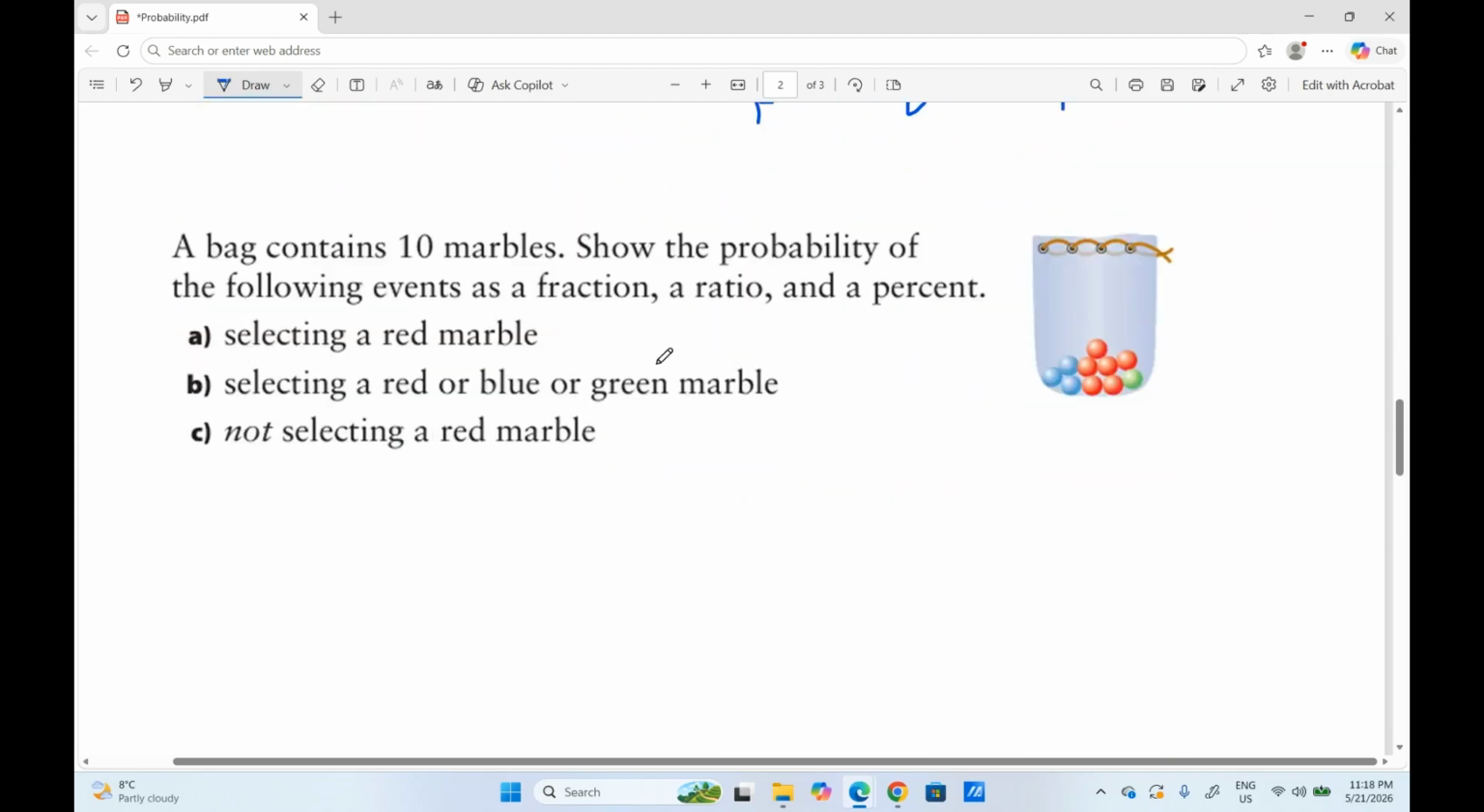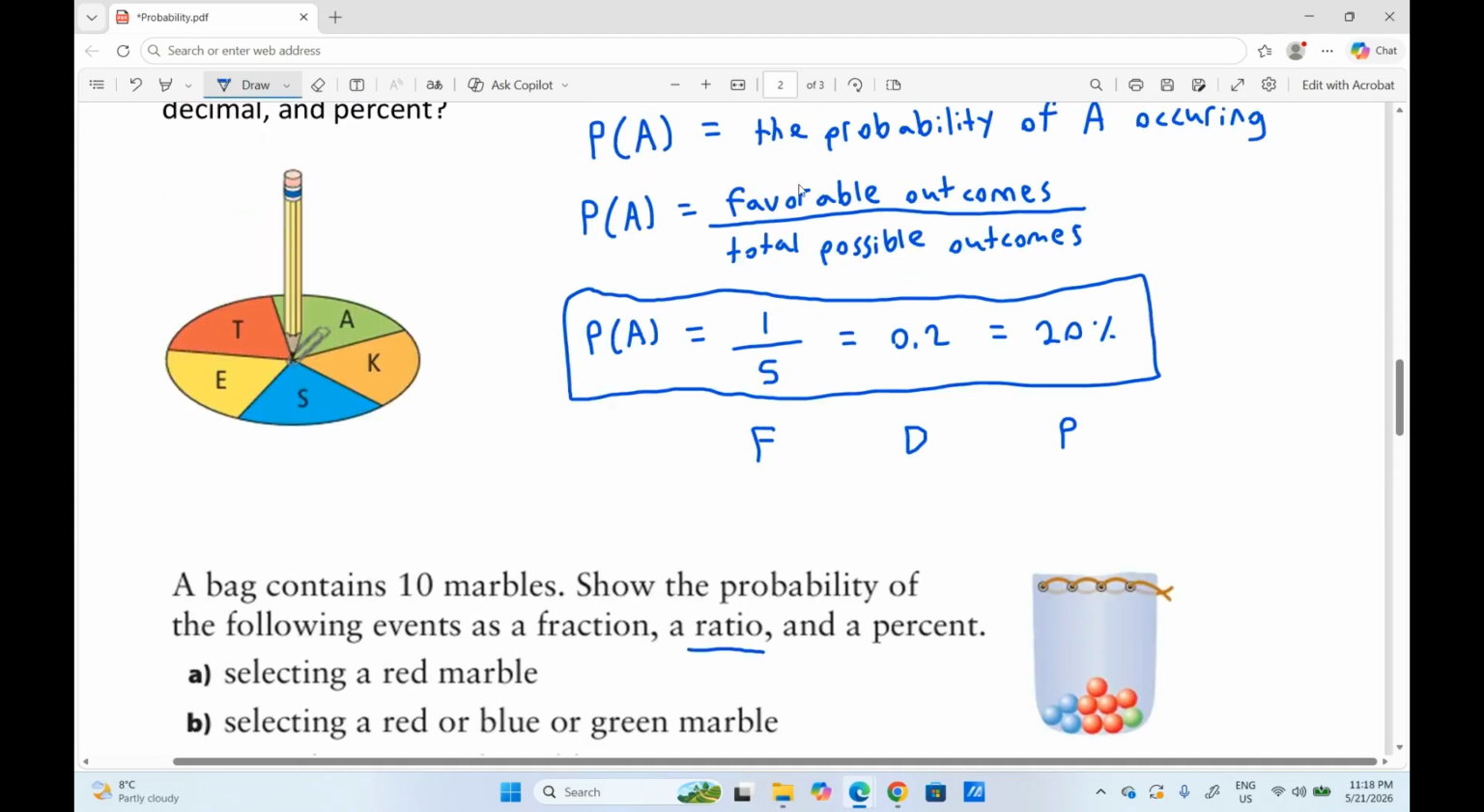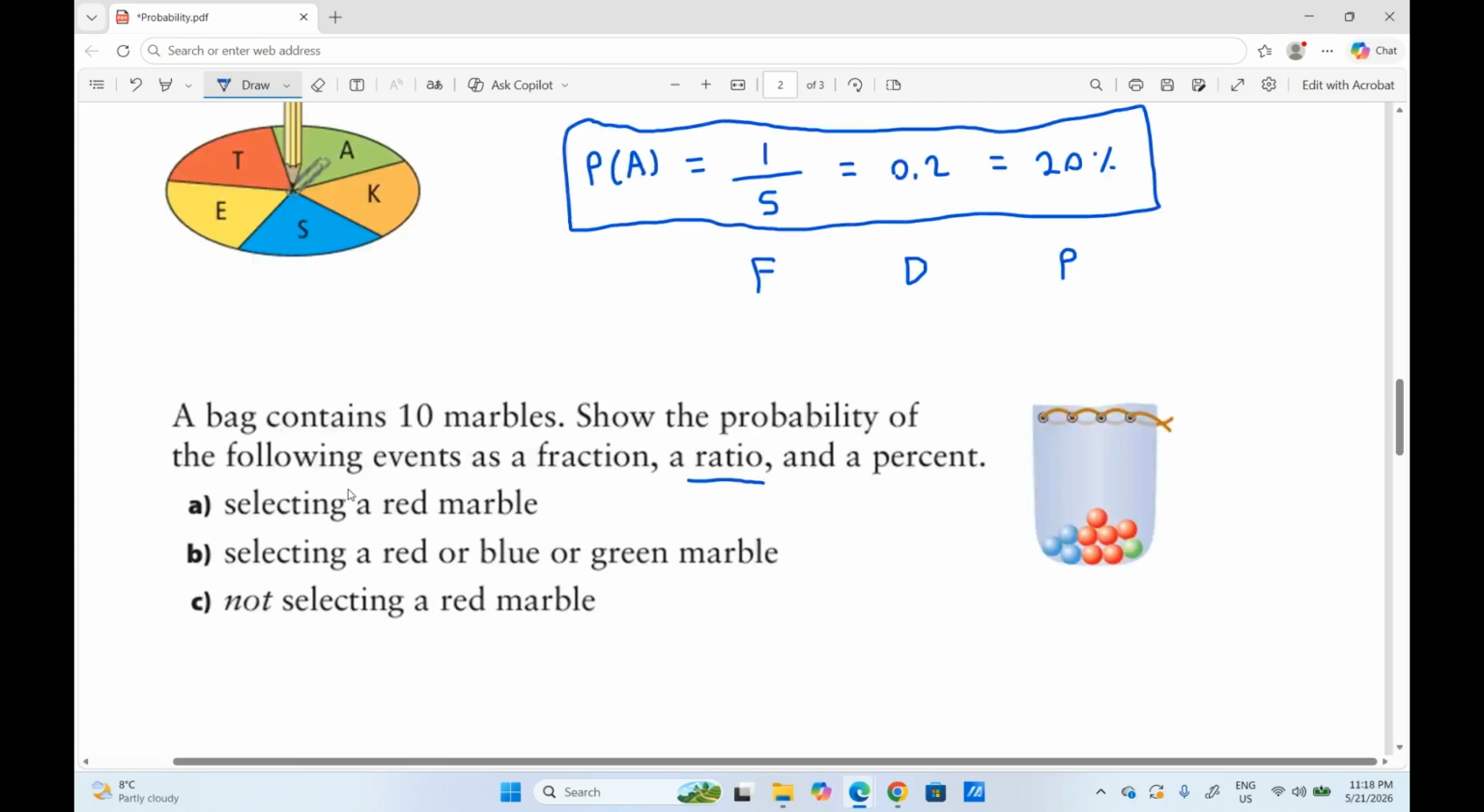Okay, now let's go over this next example. A bag contains 10 marbles. I want to show the probability of the following events as a fraction, a ratio, and a percent. So the ratio is a bit new now. For A, I want to select a red marble. So I need to do the thing I did before. Probability is defined as the favorable outcomes divided by the total possible outcomes.